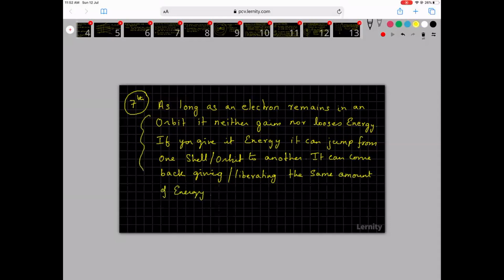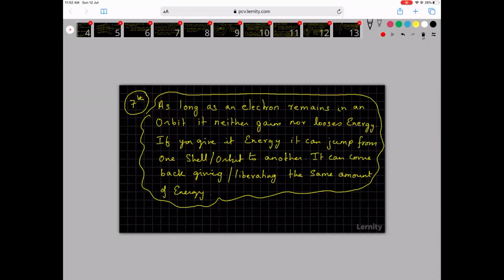Okay, this point I will explain a little bit more next time. As long as an electron remains in an orbit, it neither gains nor loses energy. If you give it energy, it can take a fixed amount of energy and jump to another level. Then from there it can come back to its original shell, liberating that same amount of energy. We will talk about this in the next class.